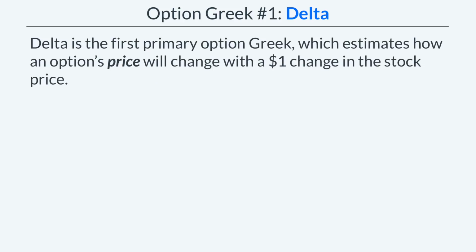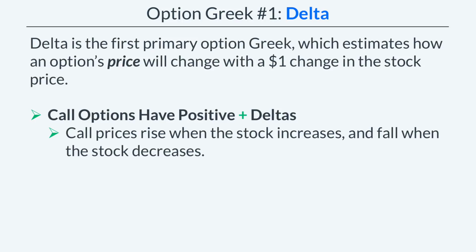Now, the first primary option Greek that we're going to talk about is called delta. Delta estimates how much an option's price will change with a $1 change in the stock price. So, delta is a directional risk measure as it tells you how your option's price is expected to change when the stock price goes up or down. Call options and put options have different delta values.